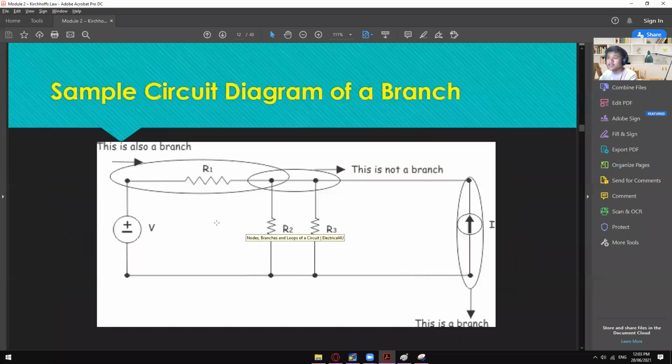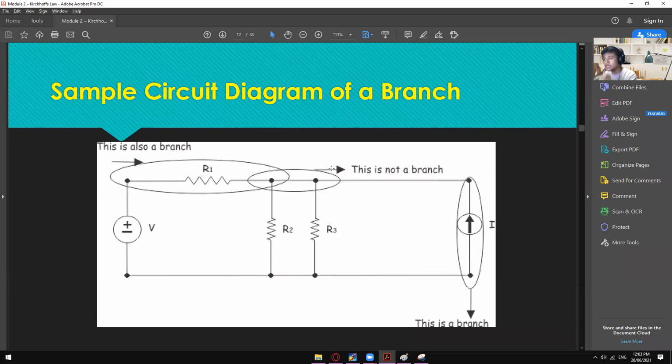So I hope you guys won't get confused when it comes to the definition of loop versus a mesh. Okay, so here's a diagram when it comes to branch. So we have the node right here and then another node right here, and then it has a component inside. Then we can call this one a branch. Okay, but in here we have a node, we have another node, but it doesn't have a component between them, so we cannot call this one a branch.